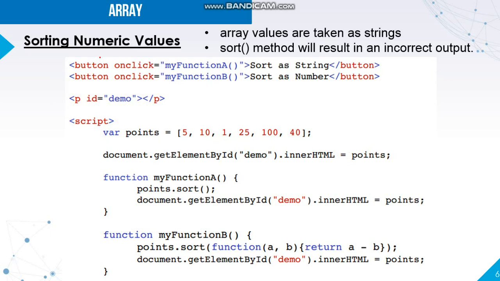So let's take a look at this particular code. We have declared here two functions, which are function A and function B. Function A allows you to sort the numbers as strings.